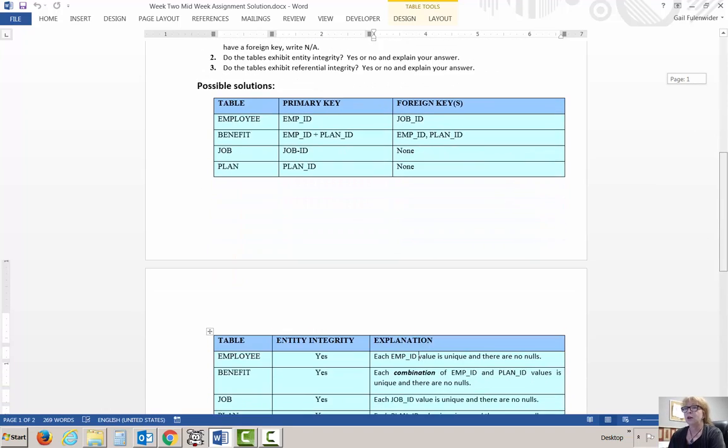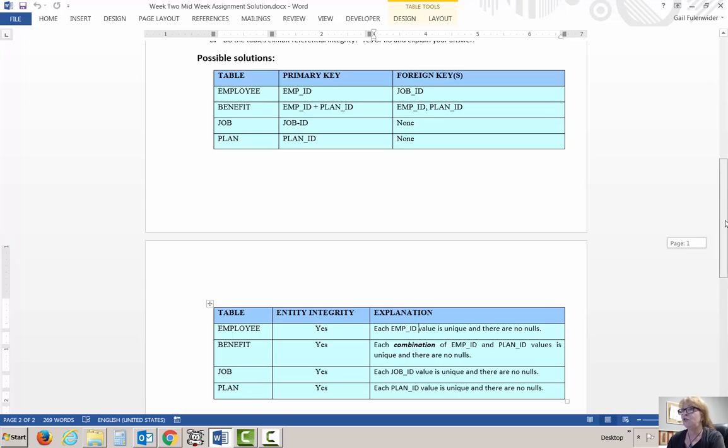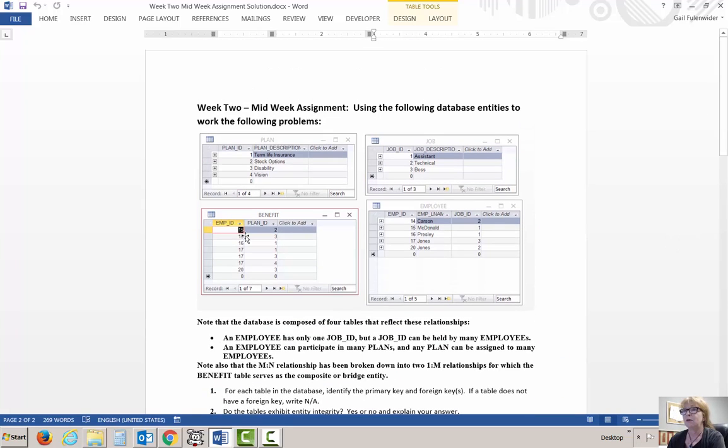Okay. Now, when we look at benefit, yes, because it uses a combination and it's unique. And there are no nulls on both together. Same thing in job. It's unique. There are no nulls. Same in plan. It's unique and no nulls. So that's how we answer the entity integrity.